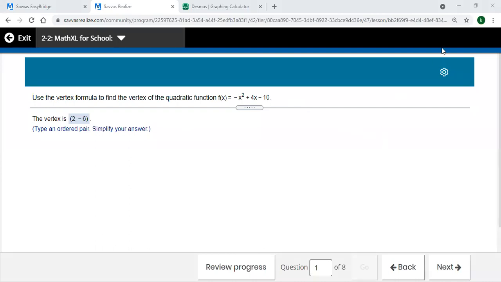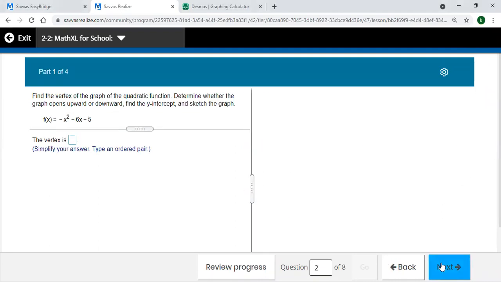Hey everybody, Algebra 2, going on to problem 2 here, lesson 2.2. Oh my goodness, this one has 4 parts. What do you think the chances are of me getting all of those right? This is the second problem that's assigned.